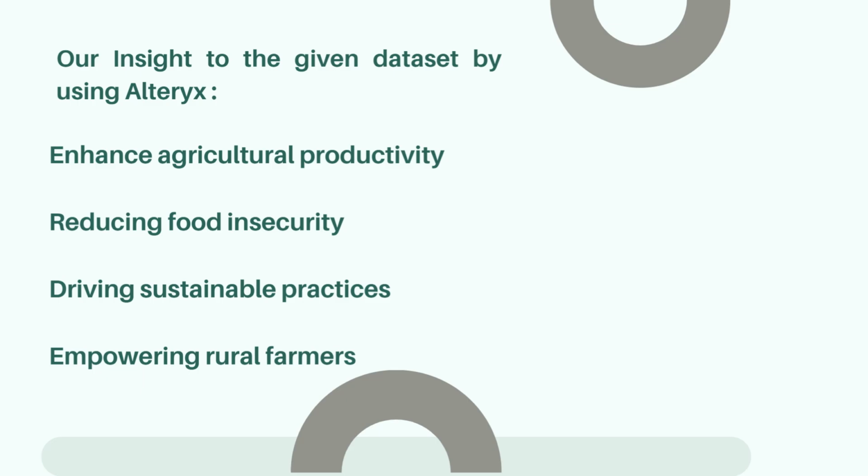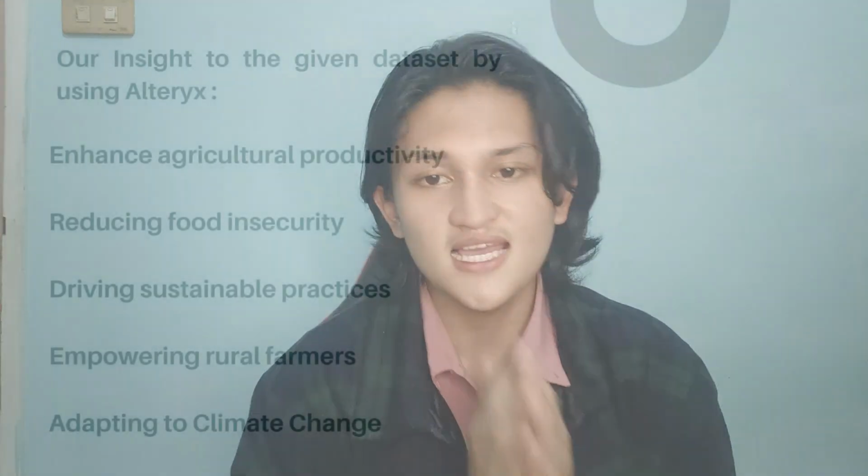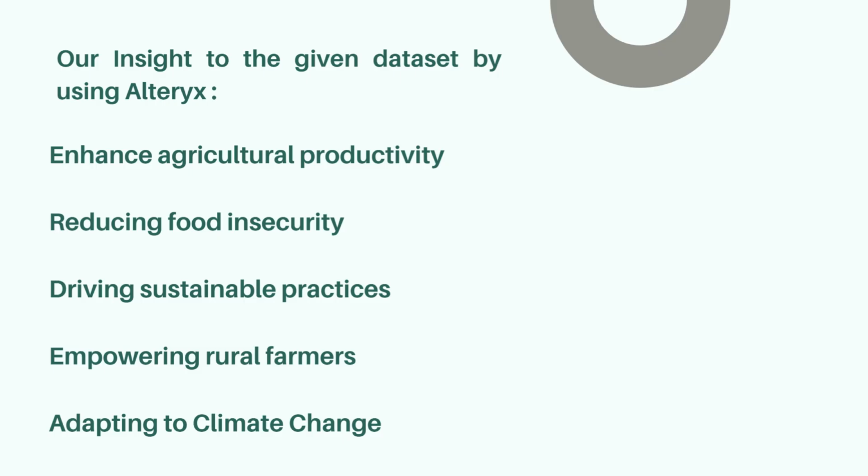And the fourth one is empowering rural farmers. Farmers are the stewards of food security but are deeply impacted by environmental variability. Using AlterX, we transform environmental datasets into actionable insights that help farmers make informed decisions, improve their incomes, and safeguard their livelihoods. And the last one is adapting to climate change. The environmental data processed through AlterX allows us to analyze trends and predict the impacts of climate variability. This equips us to design solutions that reduce environmental risk while maintaining ecosystem balance.